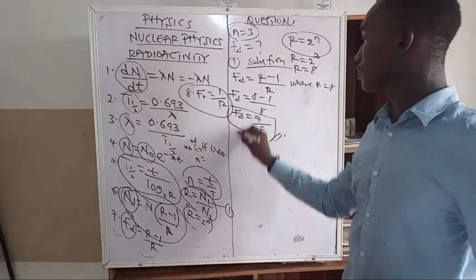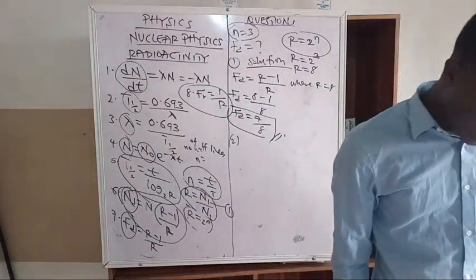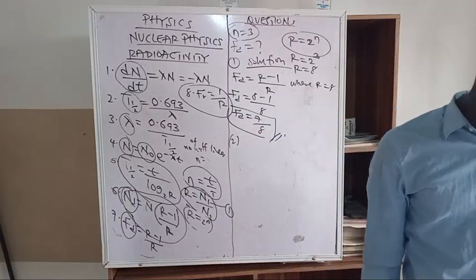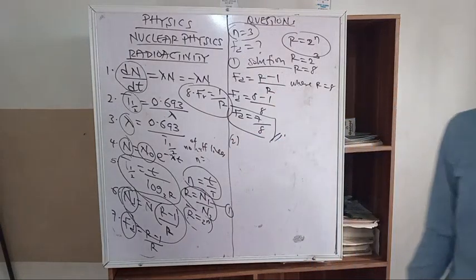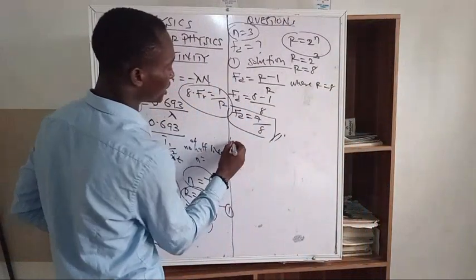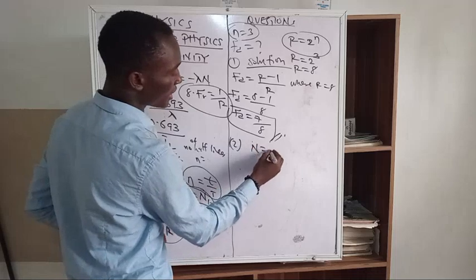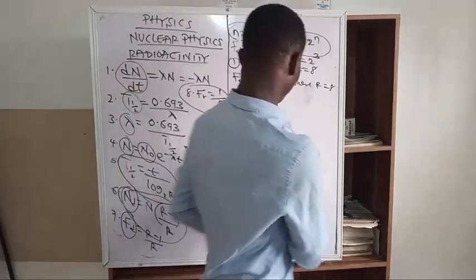Question 2. We solved like 3 questions in that manner. The question goes thus: a radioactive sample initially contains N atoms. They said a radioactive sample initially contains N atoms. So we have the number of atoms to be N.